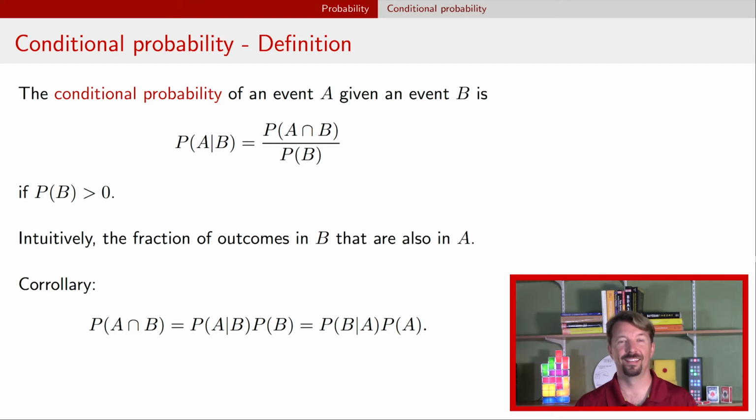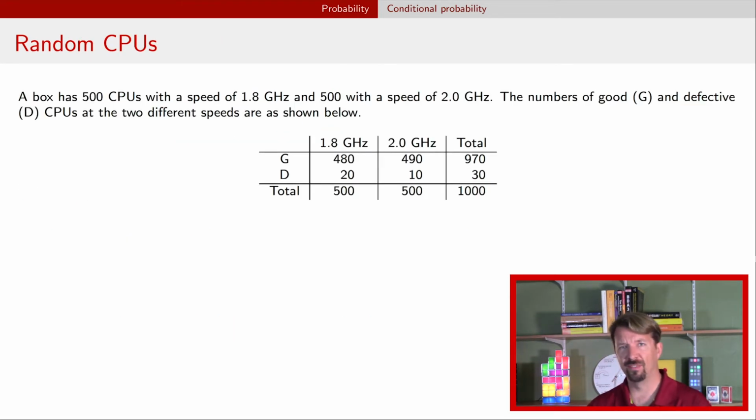All right. As an illustration of conditional probability, I will use an example of an imagined bucket full of central processing units, or CPUs. This table has an indication of how many CPUs of 2 different speeds and whether those individual CPUs are defective or are good. And so you can see, for instance, there are 490 of the 1,000 CPUs in this bucket that are 2.0 gigahertz and that are good.